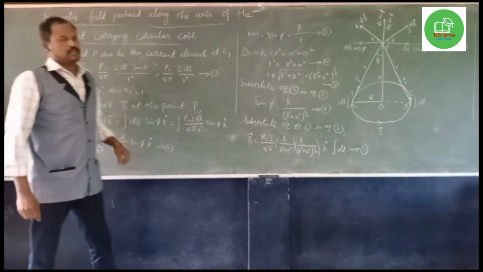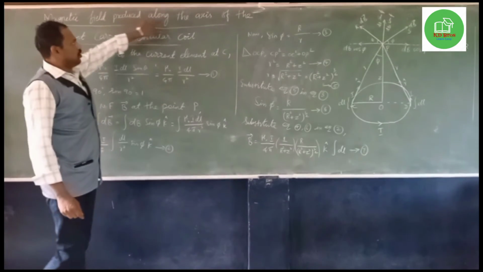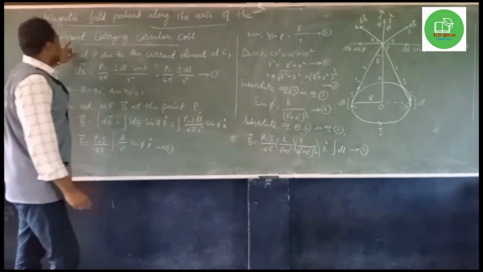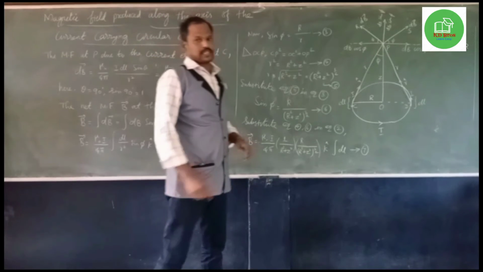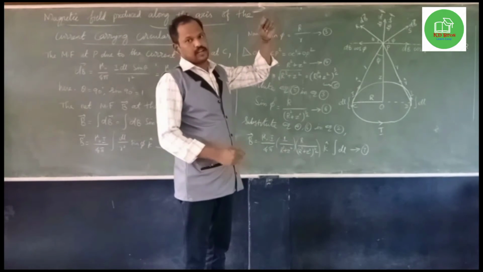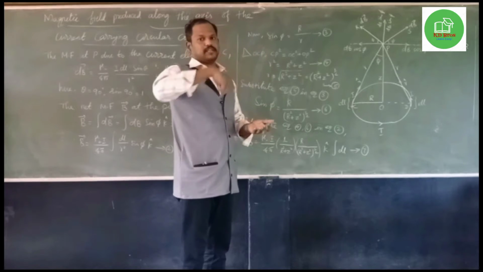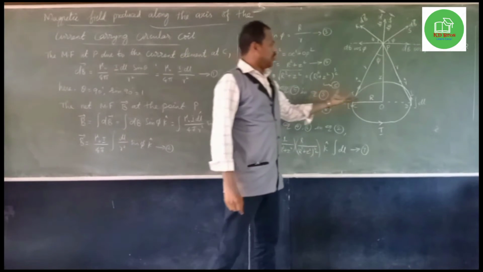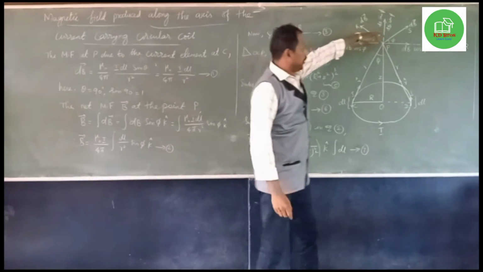Hi dear students, today we are going to see the magnetic field produced along the axis of a current carrying circular coil. In the last class we discussed an infinitely long straight current carrying wire. Suppose the same wire is made into a circle, how can we calculate the magnetic field at the point P?